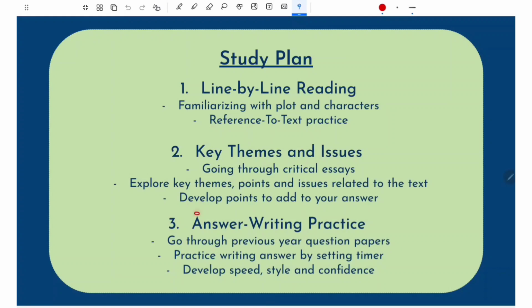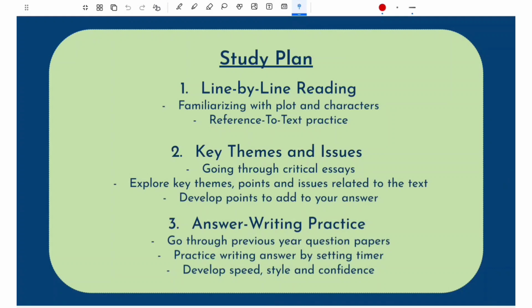And lastly, the answer writing practice. This is another most important point that students often skip, but you guys have to keep it in your mind that at last you will have to write the answers in your exam. No matter how many times you go through the book line by line or how many critical essays you have read, if you don't have practice writing answers, then there is no point.